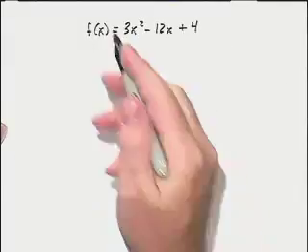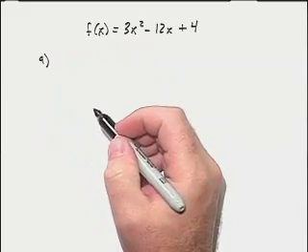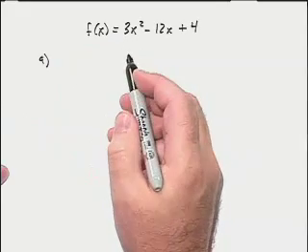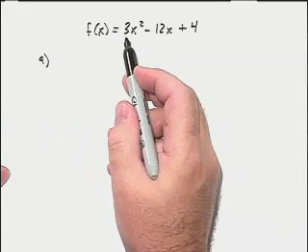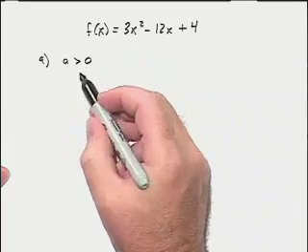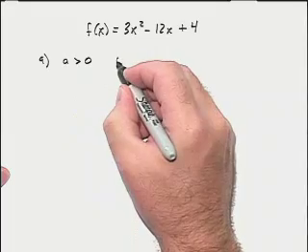Start with part A. We're going to determine whether the graph opens up or down. To do that, we look at our leading coefficient, that is the coefficient on x squared. Since our leading coefficient is 3, we have a is greater than 0. Because we have a positive leading coefficient, we know that the graph opens up.